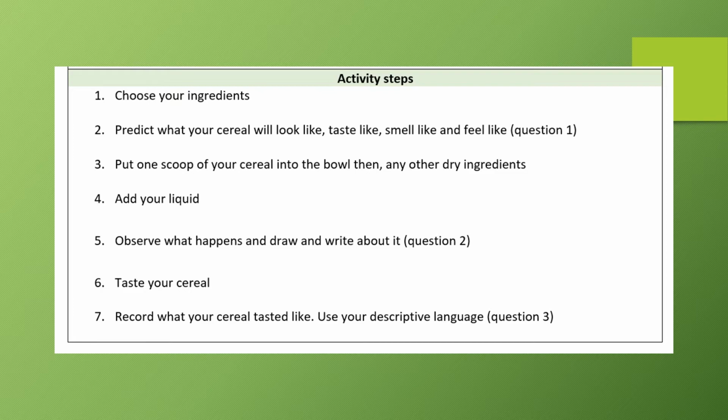Your activity steps are as follows. 1, choose your ingredients. We've just done that. 2, predict what your cereal will look like, taste like, smell like, and feel like. That's question 1. I'll get to that soon. 3, put 1 scoop of your cereal into the bowl, then any other dry ingredients that you choose. Number 4, add your liquid. Number 5, observe what happens and draw and write about it, which is in question 2. I'll show you that soon.